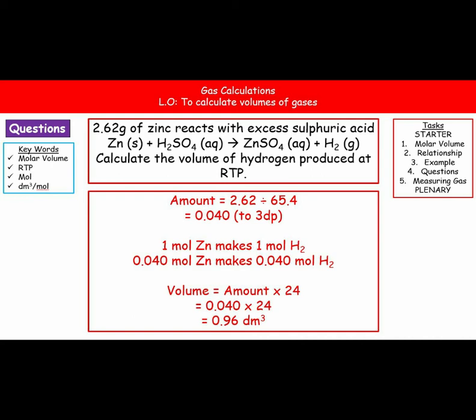So substitute in our 0.04, times that by 24, and we hopefully got the answer of 0.96. So if you got the amount right at the top, give yourself 1 tick for that one. If you got the ratio, so the 0.04 moles of hydrogen, give yourself a mark for that. And then if you got the final answer, give yourself a mark for that. So totals out of 3. Let me know how you did in the chat window.